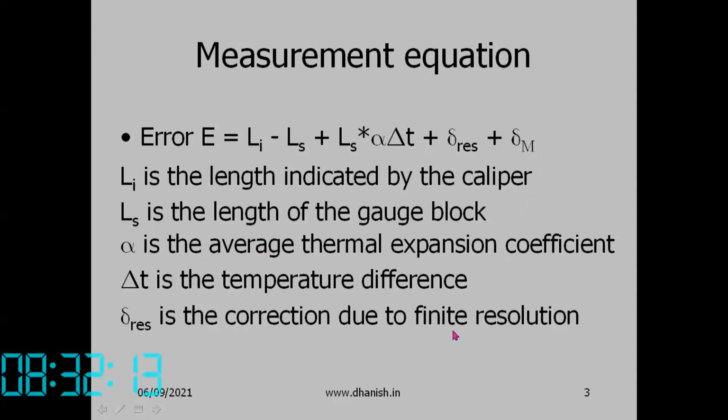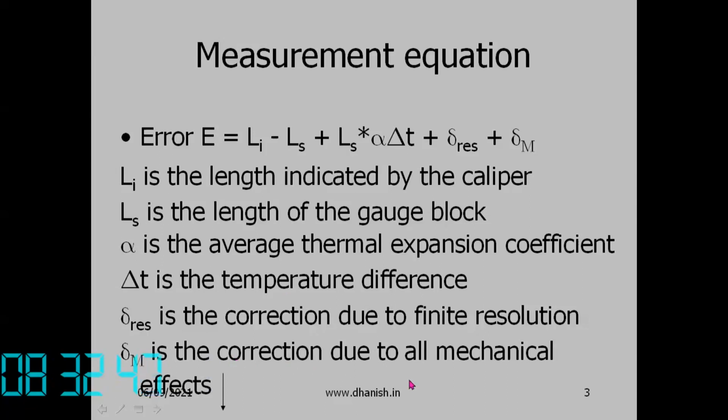Delta Rs is the correction due to finite resolution. So first, we have a mathematical model relating the measurement result to all the sources of uncertainty. What we are trying to find out during calibration is the measurement error in the vernier caliper. Measurement error, or minus of that error, will be the correction for the caliper.